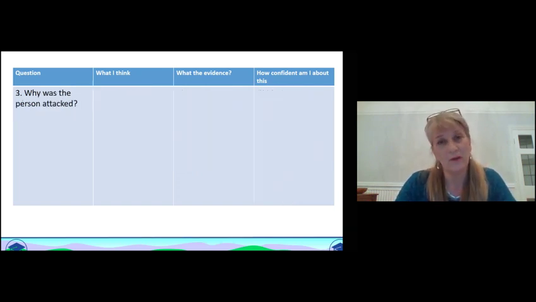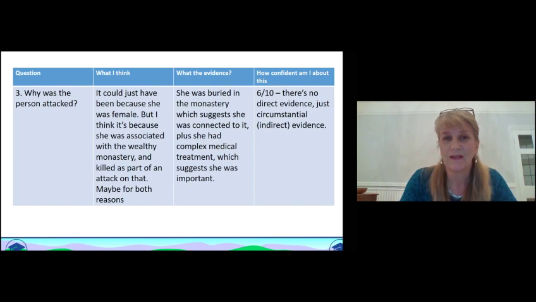Third question then, why was the person attacked? Well, it could just have been because she was female, but I think it's because she was associated with the wealthy monastery and was killed as part of an attack on that. It may have been for both reasons. So what's the evidence? Well, she was buried in the monastery, which suggests she was connected to it. Plus she had that complex medical treatment, which suggests she was important.